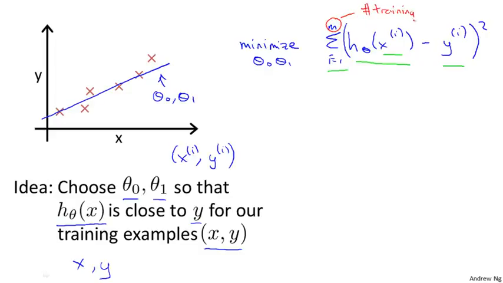m here was the size of my training set, right? So the m there is my number of training examples. That hash sign is the abbreviation for number of training examples. Okay.